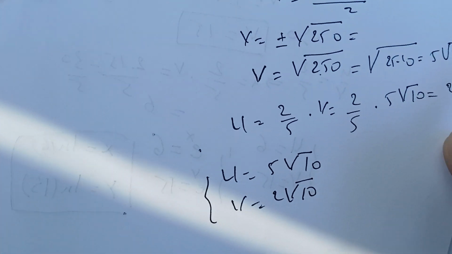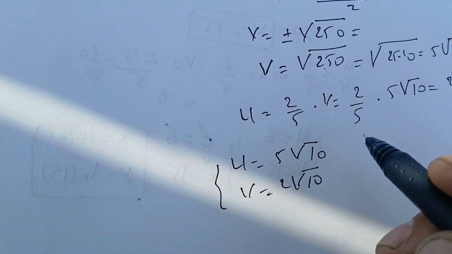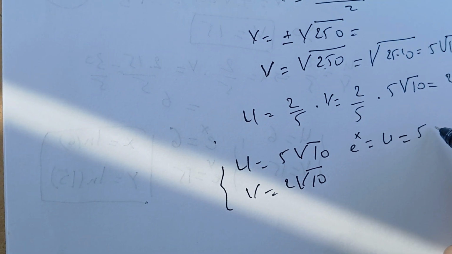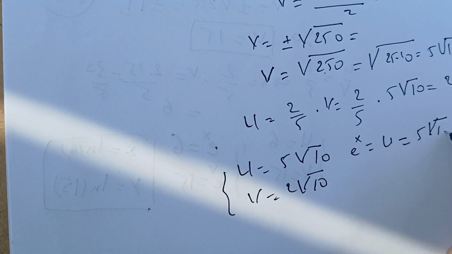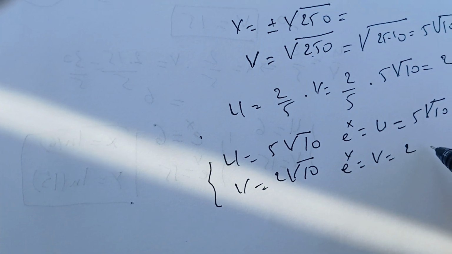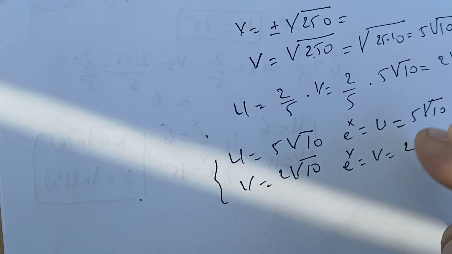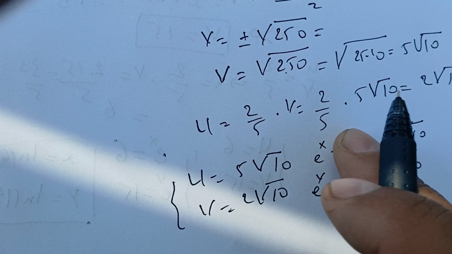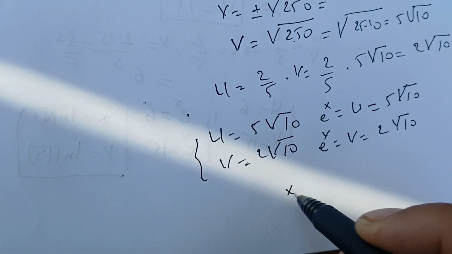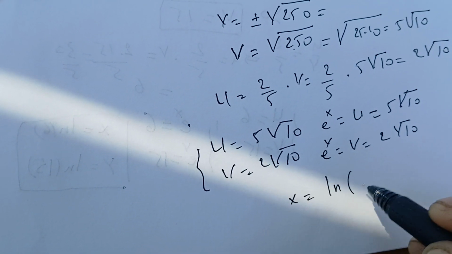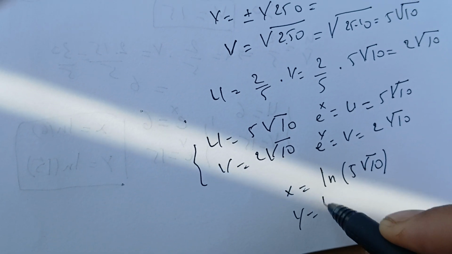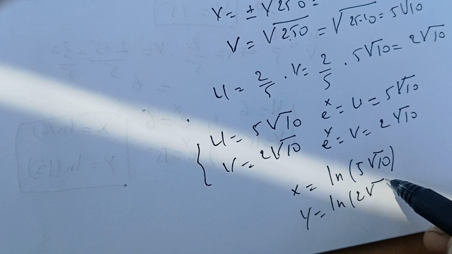Okay, so once we get these two numbers, we know that e to the x is u, which is 5 square root of 10, and e to the y is v, which is 2 square root of 10. Taking the natural log of the first one and the second one, we get x is ln of 5 square root of 10, and y is ln of 2 square root of 10.